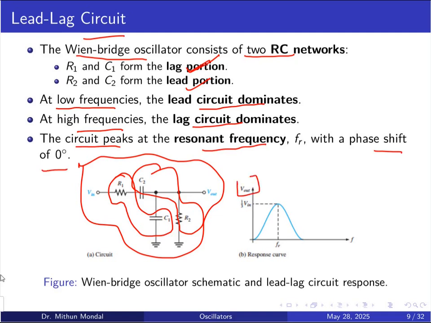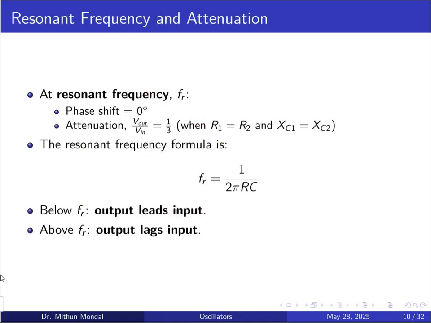So if we plot the output voltage with respect to frequency, we will see that up to the resonant frequency, the lead circuit is dominating. And after the peak, at higher frequency, we will see the lag circuit dominating. Here at the resonant frequency, the phase shift will be 0, and we will get the maximum amplitude of the response.